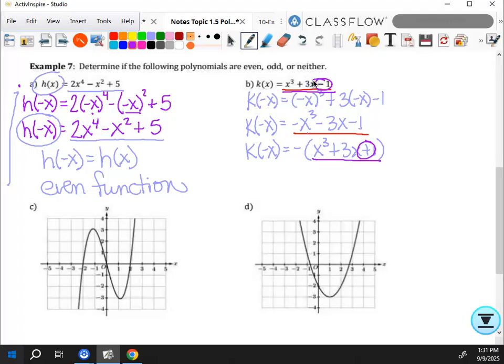So since it is not exactly the same, then K of negative x does not equal negative K of x, right? Because that's what that would have been. This would have been negative K of x. That would have made it odd. It's also not equal to K of x. So that's what makes it neither. If it was odd, what's inside these parentheses would look exactly like that. Okay.